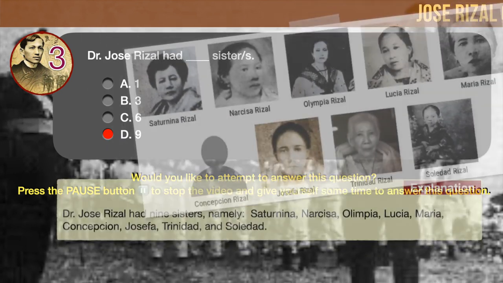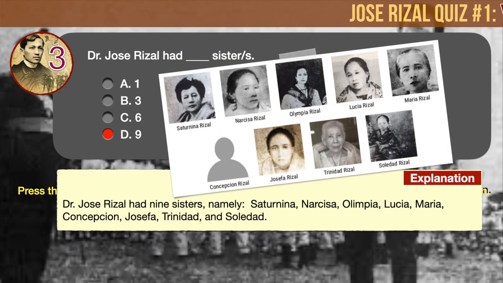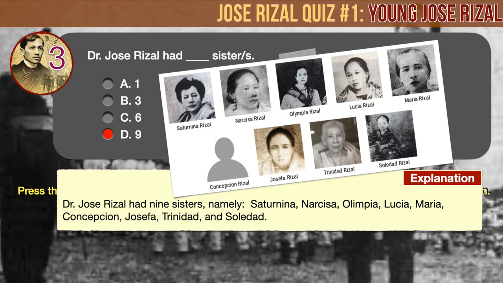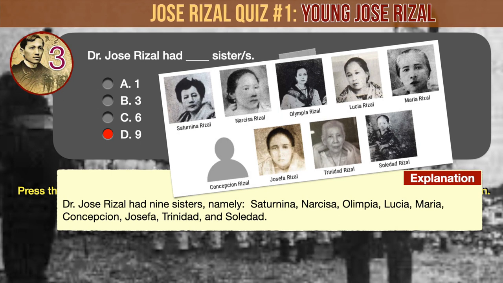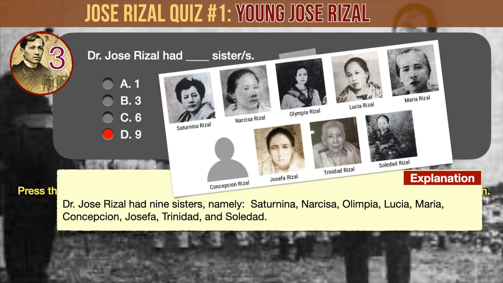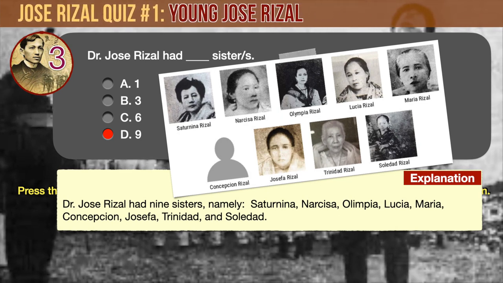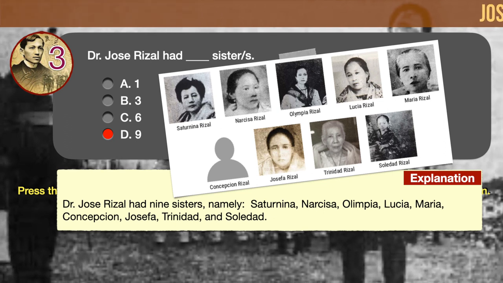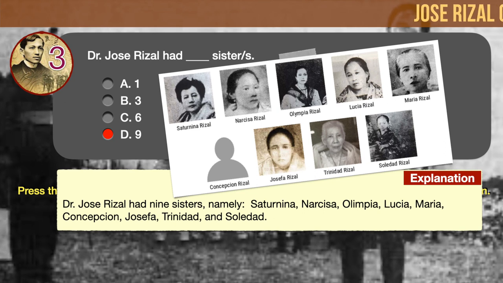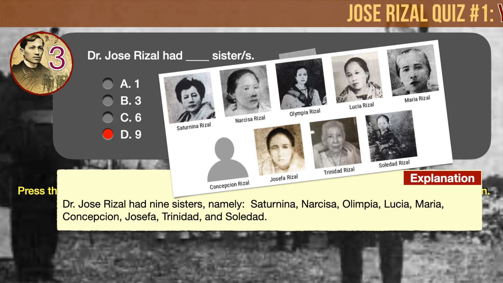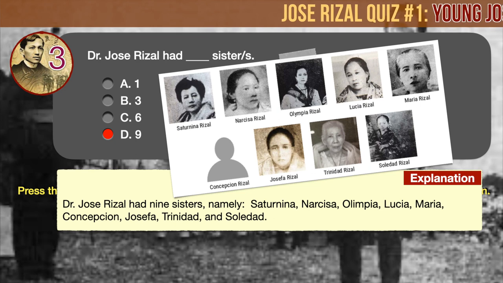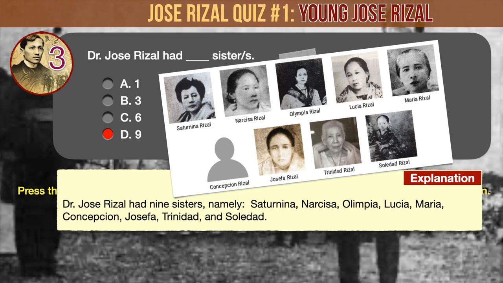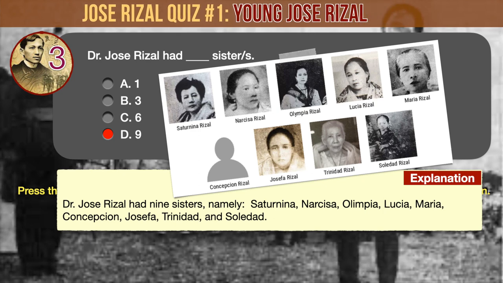9. Dr. Jose Rizal had 9 sisters, namely, Saturnina, Narcissa, Olympia, Lucia, Maria, Concepcion, Josefa, Trinidad, and Soledad. 5 of Rizal's sisters were older than him, while the other 4 were younger than him. Rizal's younger sister Concepcion, nicknamed Concha, did not live long to see Rizal's martyrdom. She died early at the age of 3. Two other younger sisters of Rizal, Josefa and Trinidad, became members of the Katipunan. Both died as spinsters.